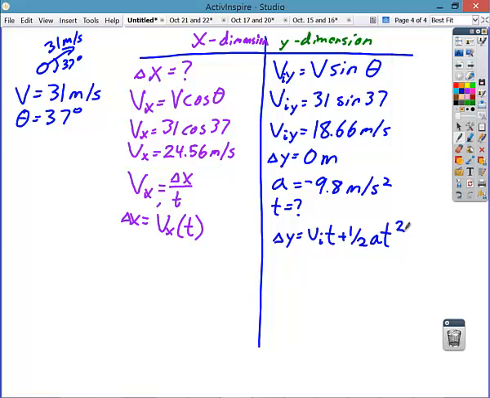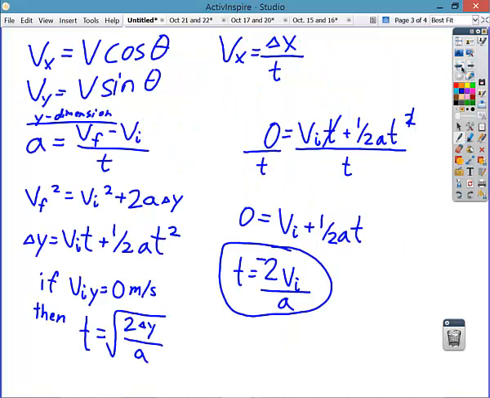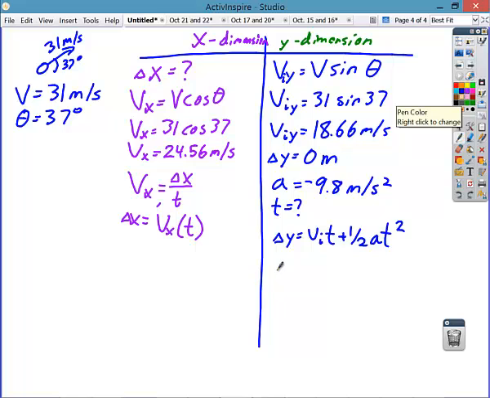Okay. So that's your original equation. The rearranged equation, when we know that delta y is equal to 0, we wrote that down, right? If delta y is equal to 0 meters, then this is true. Then time is equal to negative 2vi over a. So time will be equal to negative 2vi over a.